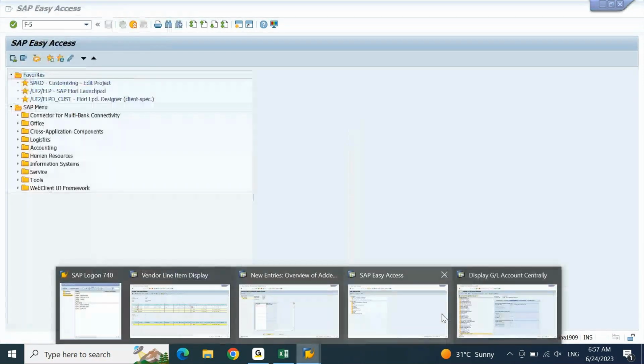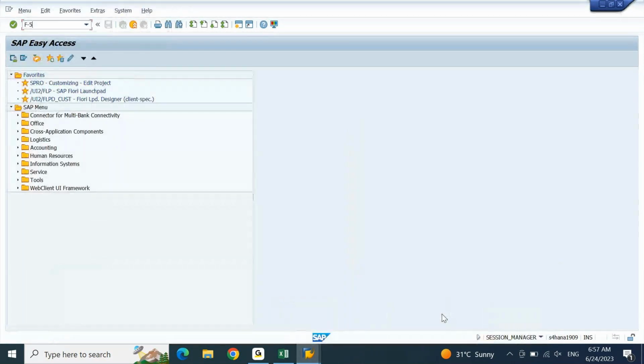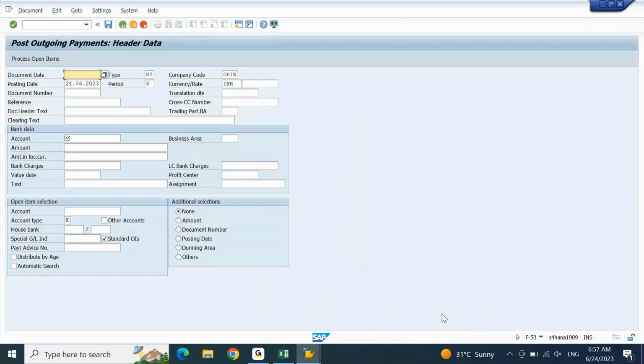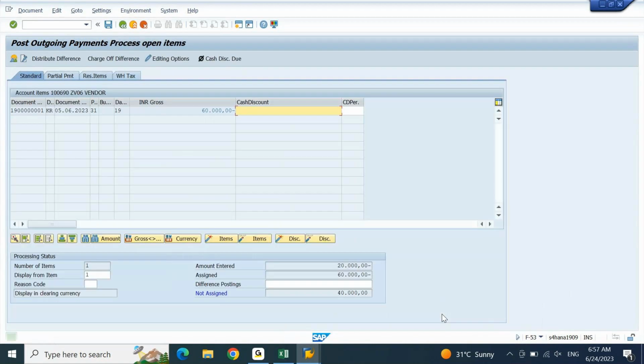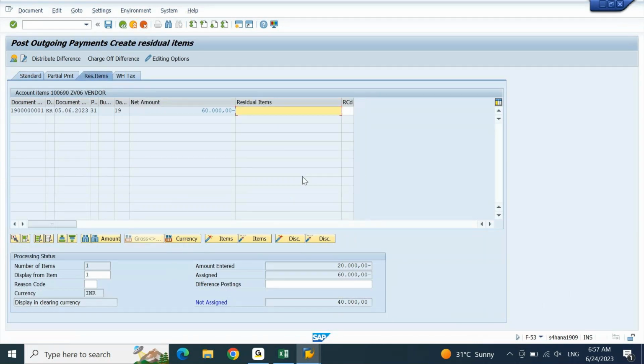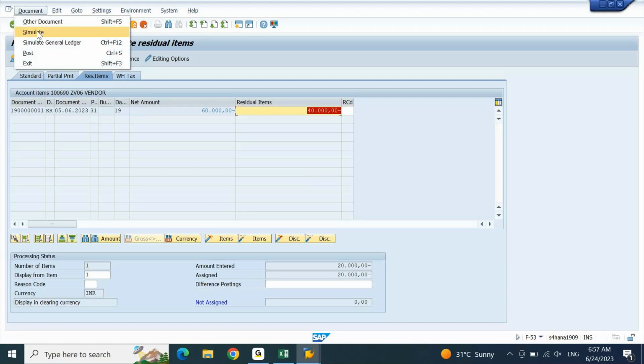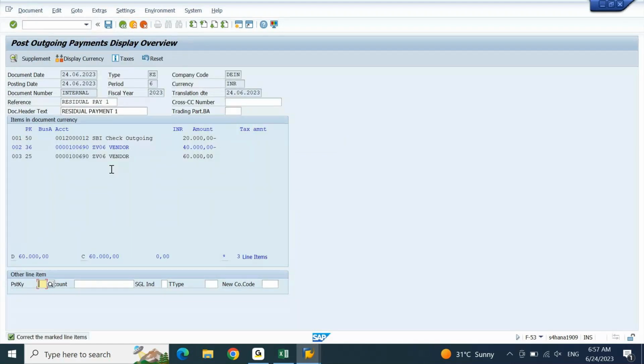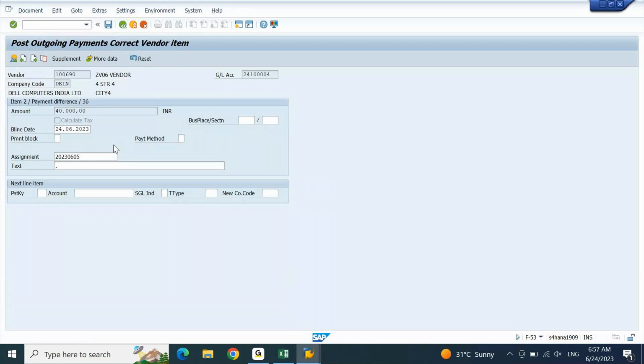Next thing, F-53, residual payment, bank account 20,000. Let's go to residual tab, put 40,000 minus. Let's go back to simulate. Go back, simulate general ledger.